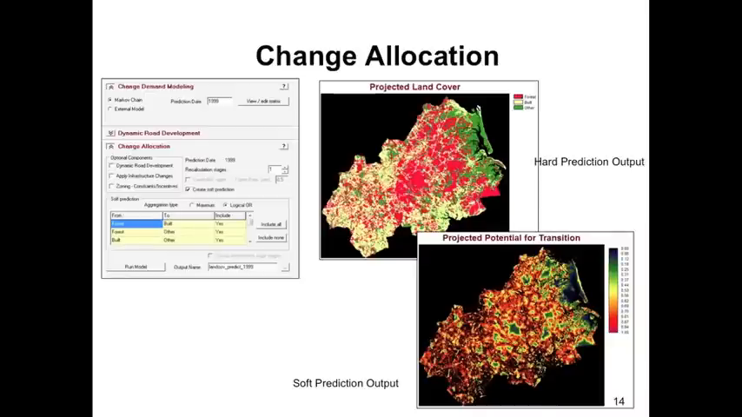Once we have the Markov chain matrix, LCM uses it to predict the future scenarios in the change allocation panel. We did not include any optional components in change allocation and set the recalculation stages as 1 for our model run. We get two types of prediction for each model run, which are hard prediction map and soft prediction map. Hard prediction results give a land cover map with the same categories as the input map and are based on a competitive land allocation model, whereas soft prediction results give maps that show the degree to which the area has the right conditions to precipitate change.